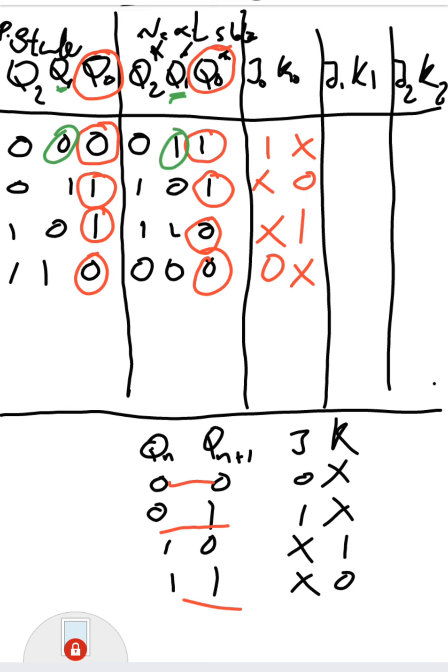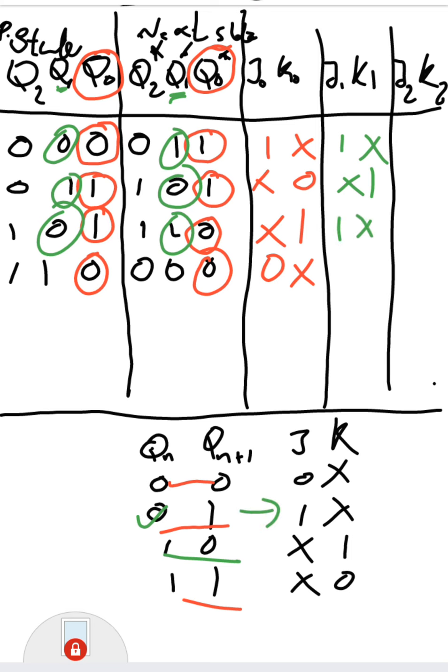0, 1, 0, 1 represents 1X. 1, 0, 1, 0 equals X1. 0, 1, 0, 1 means 1X. And 1, 0, 1, 0 means again X1. Now try to find the values for J2 and K2 using these values Q2 and Q2 star. Use the same excitation table and fill the complete excitation table.